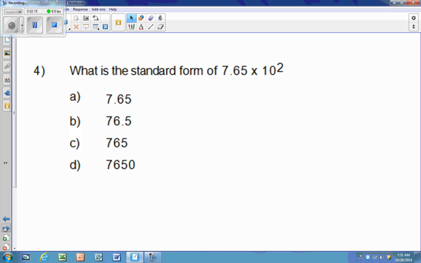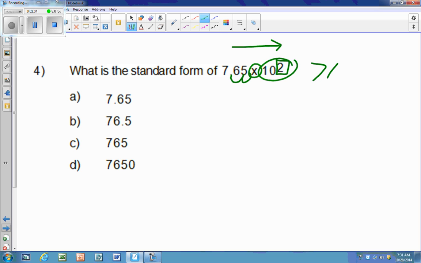Question 4. What is the standard form of 7 and 65 hundredths times 10 to the second power? Since I'm multiplying, I know that I'm jumping to the right. We had talked about that before. 10 to the second, I'm going to look at the 2. It tells me to jump 2 spots to the right, so I go 1, 2. That makes this number. So I find the number over here, that is 765, and that's the answer.